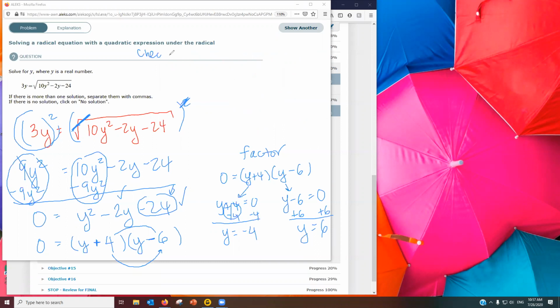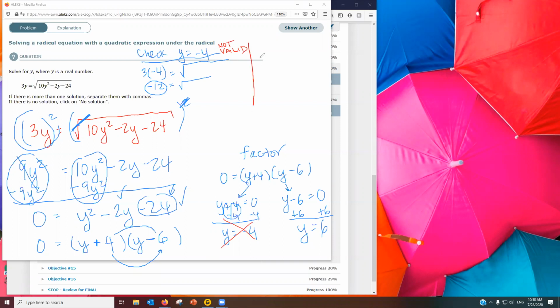So let's check y equals negative 4. All right, so here's what I'm going to end up with: 3 times negative 4 equals the square root. I'm going to stop right here because this left side is a negative 12. And I know I can never take a square root and get a negative answer like negative 12. So that tells me that y equals negative 4 is not valid. So right away, I'm going to get rid of that one.